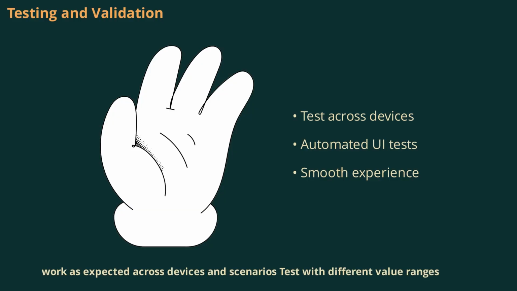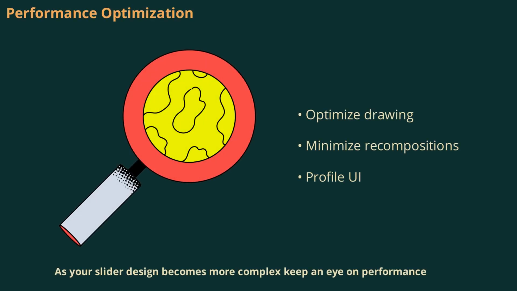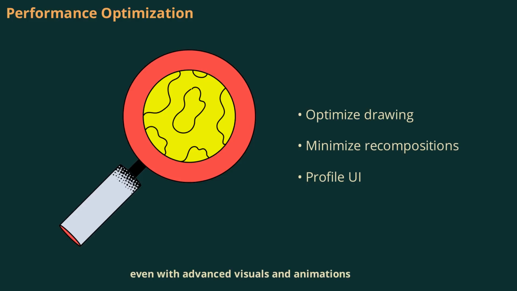Test with different value ranges, step counts, and accessibility settings. Automated UI tests can help catch regressions, while manual testing ensures a smooth user experience. As your slider design becomes more complex, keep an eye on performance. Optimize drawing routines, minimize recompositions, and use Compose's tools to profile your UI. Efficient code ensures your sliders remain smooth, even with advanced visuals and animations.